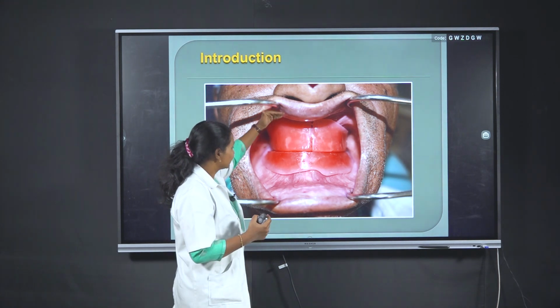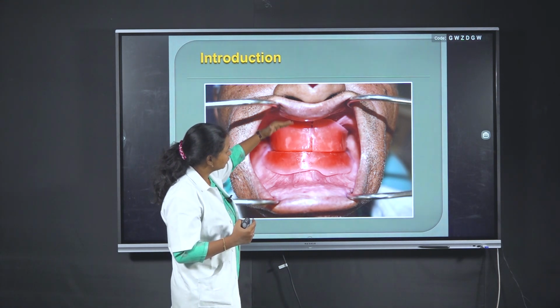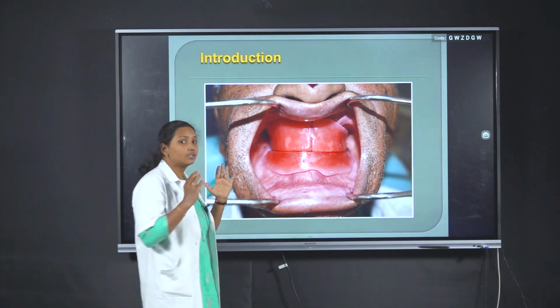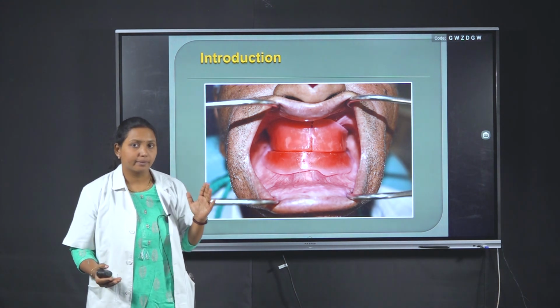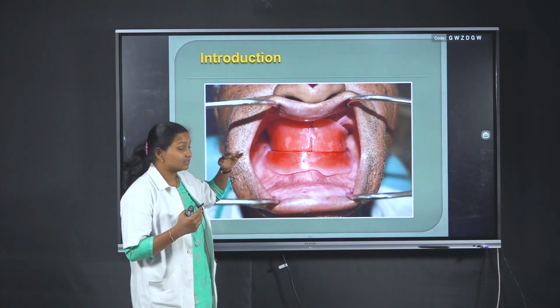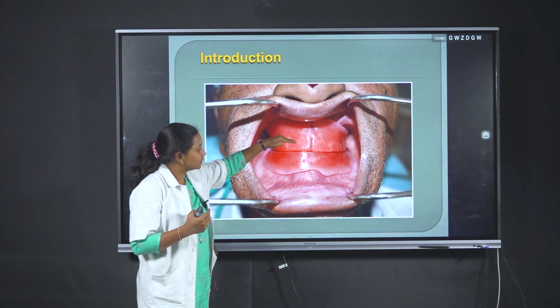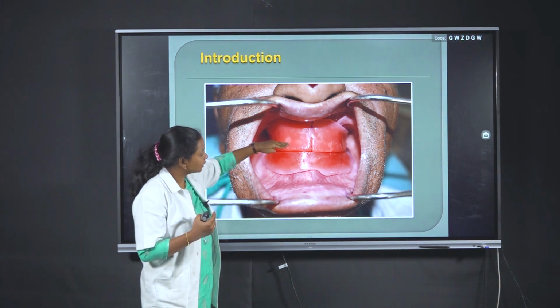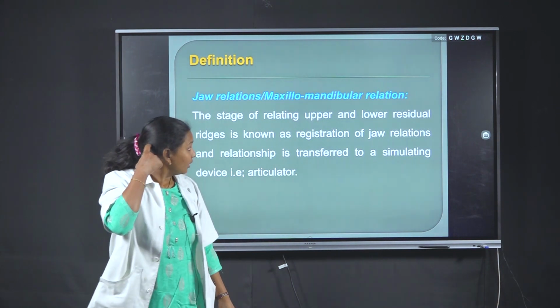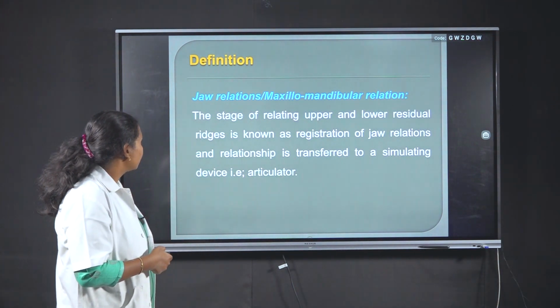Second is vertical jaw relation, meaning this height. What should be the height of the maxilla and the height of the mandible according to the physiological rest position of the patient? That is vertical jaw relation. And horizontal jaw relation is the relationship of the maxilla to the mandible in the horizontal plane. This is called jaw relation.